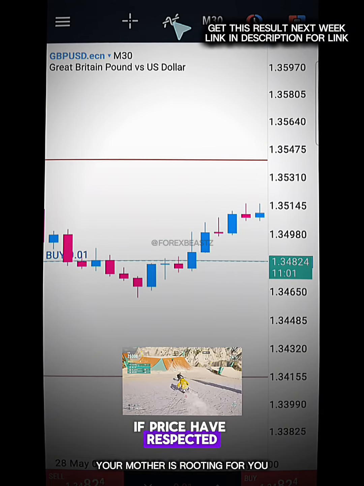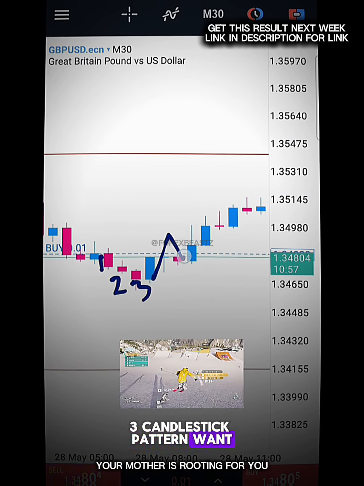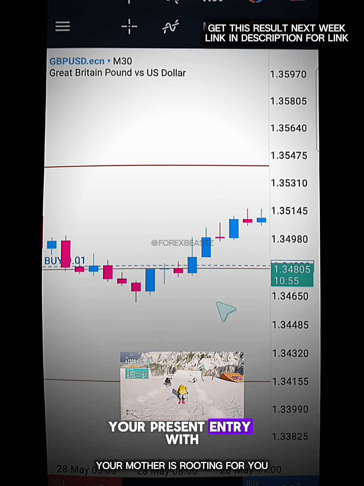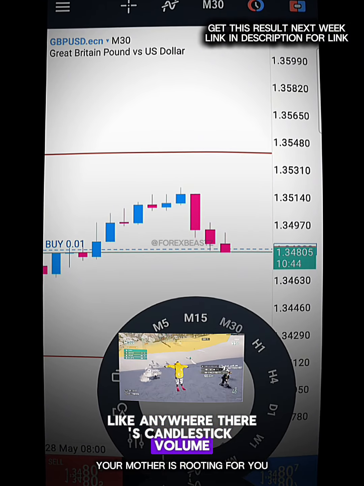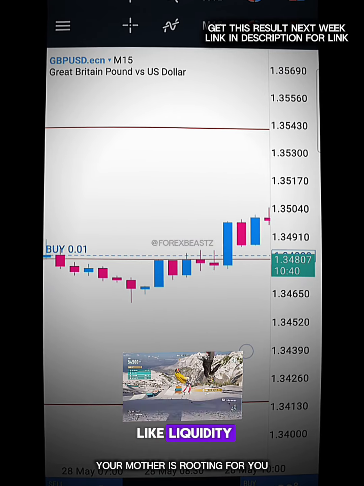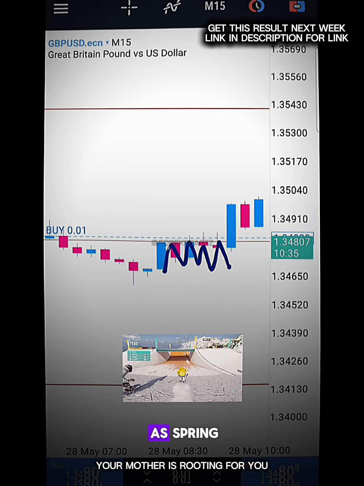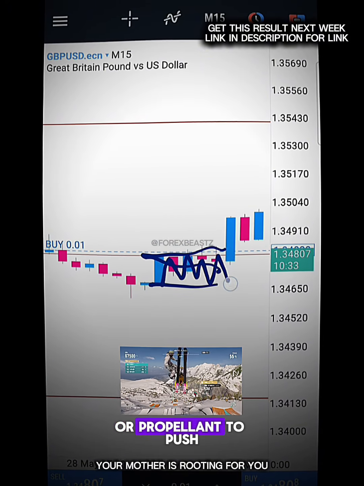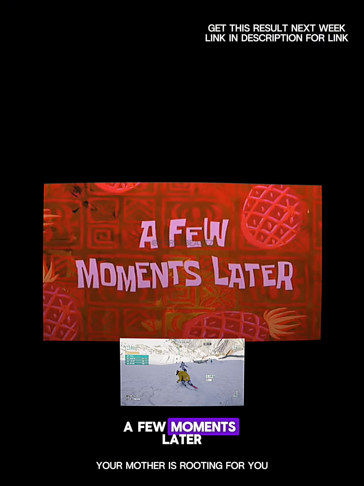If price has respected any candlestick pattern in the past, like this 1 2 3 candlestick pattern, you want to align your present entry with that point here. Anywhere there's candlestick volume, or where there's candlestick order, or where there's back and forth liquidity, you want to align your entry around those points, because that will serve as a spring or propellant to push price in your direction. A few moments later.